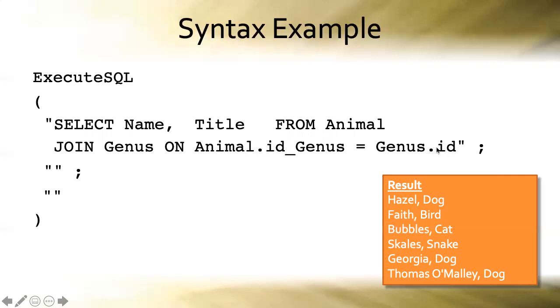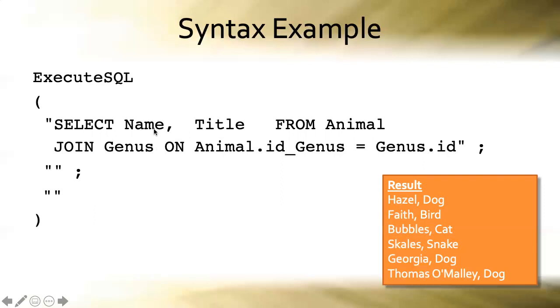Otherwise, the relationship is identical to that in FileMaker, of course, where the value in the ID genus field of the animal record has to match the value in the ID field, the primary key field, of the genus table. Then SQL knows to look in either of the referenced tables, animal or genus. Now that we've created a join, that we've looped in the genus table, it knows to look in either table for a field called title, and likewise for a field called name.